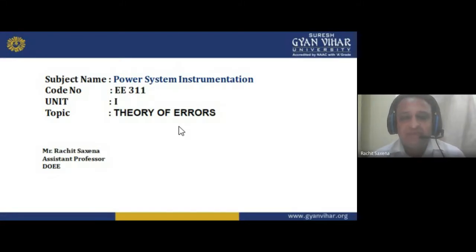Three errors are there mainly, but we also have the elaborative ones: environmental, instrumental, and observational. Parallax is the worst form. In environmental errors, we have some environmental effects, for example pressure, wind, and vibrations. They basically produce an error in the instrument. So these are the theory of error.